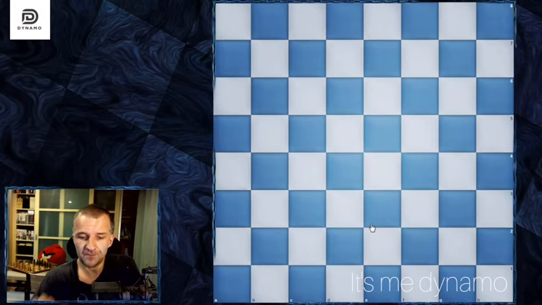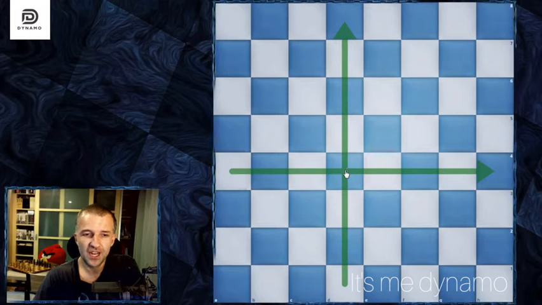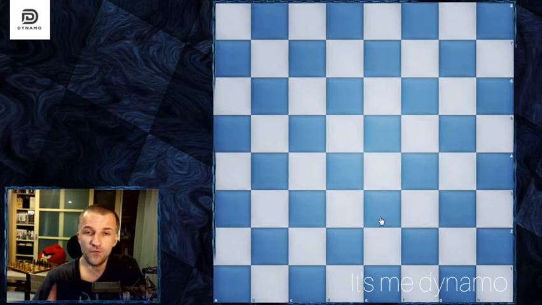That's the first thing. Now I would like to show you that, for example, the D file and the fourth rank cross here and give us the D4 square. So if we want, for example, to move a piece to D4, then you always know that we're going to go to D4, whatever the starting square of the piece is. So that's important. Now, the first exercise I would like to introduce to you is on lichess.